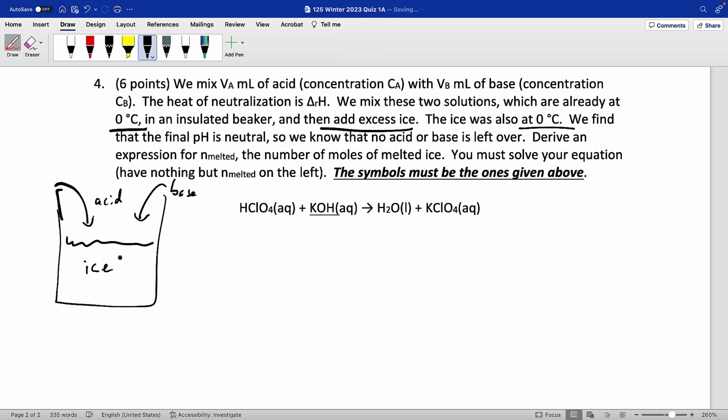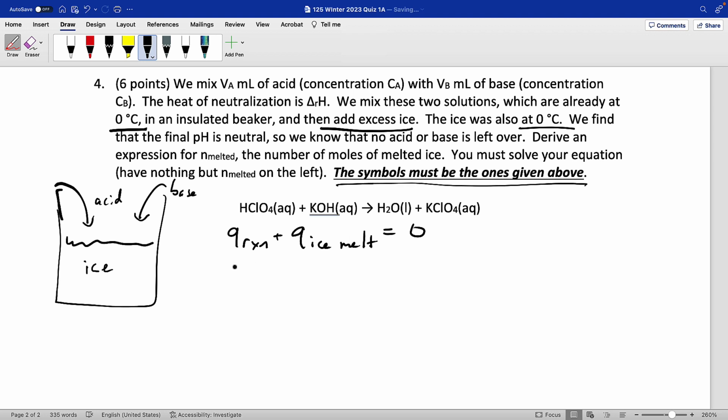So all that's going to happen is some of the ice is going to melt because this reaction has a heat associated with it. So we can say Q reaction plus Q ice melt is equal to 0. Well, now we can't just solve it like this. We've got to put in the symbols from the problem, right?